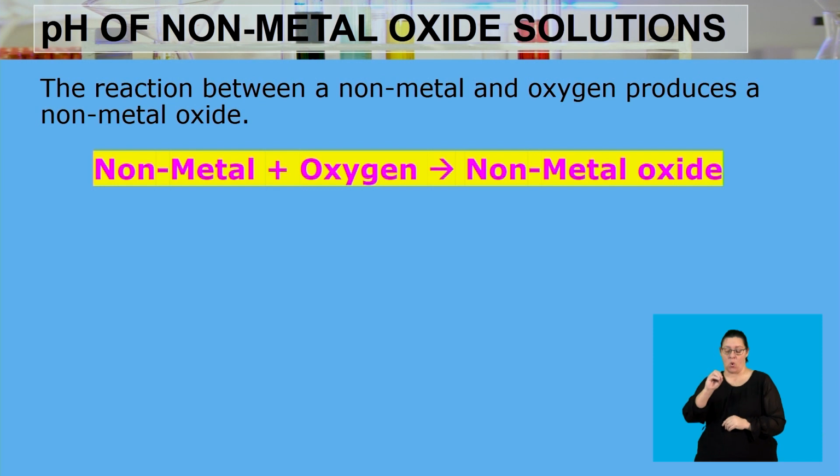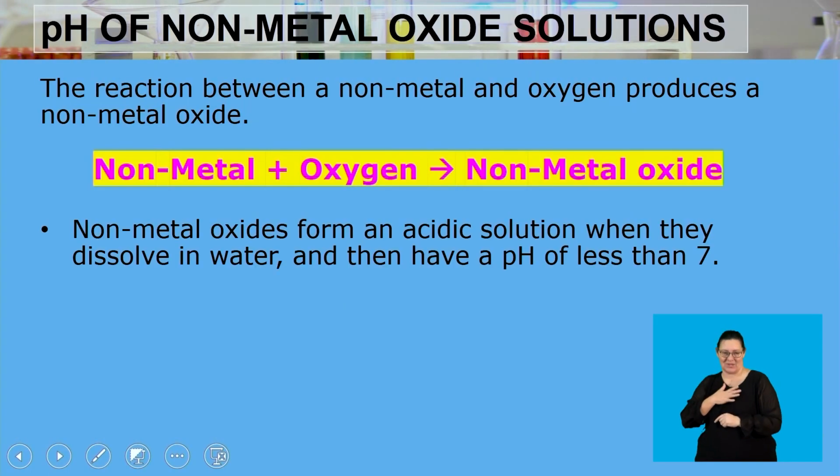We said for us to get a metal oxide, there must be a metal reacting with oxygen to get a metal oxide. So with a non-metal oxide, we need to have a non-metal reacting with oxygen to get a non-metal oxide. Non-metal oxides form acidic solutions.